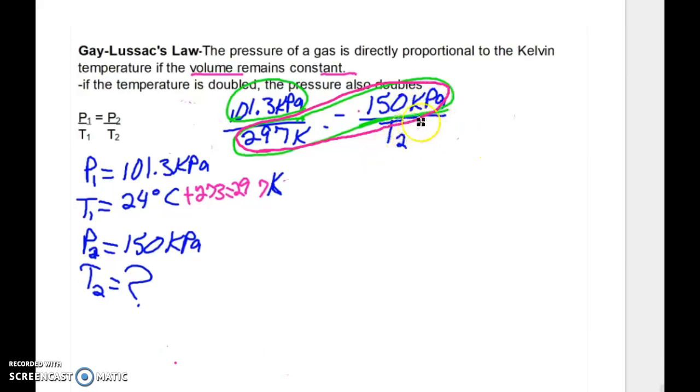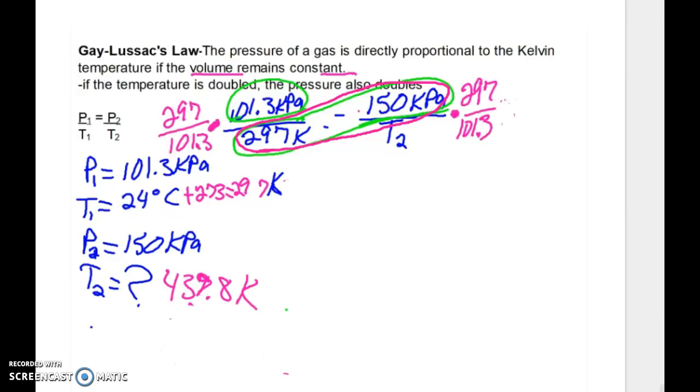Obviously, I want to get T2 by itself, and that's what I'm solving for, but I don't want that to be on the bottom. So you multiply by the inverse. If I multiply by the inverse, it means I take the 101.3 that's on the left side of the equation over 297, and I flip it. I'm going to multiply both sides by that inverse. If I do that, I end up with 437.8.